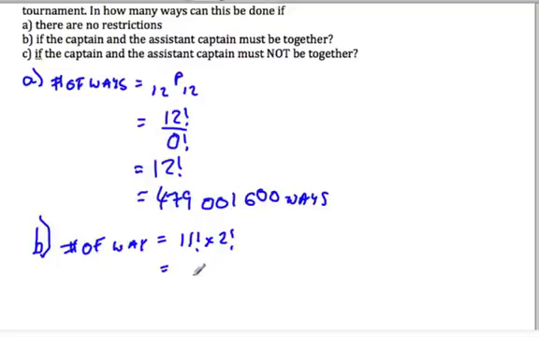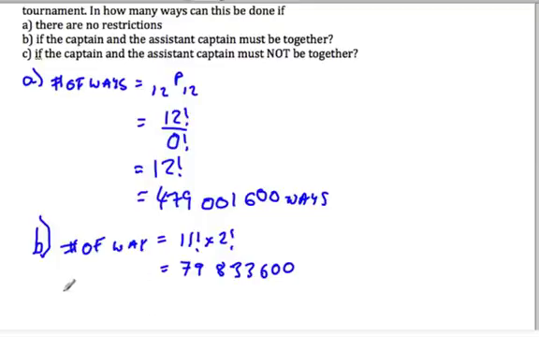So the total number of ways that they can line up for the medals will be 79,833,600 ways that they can line up for their medals.